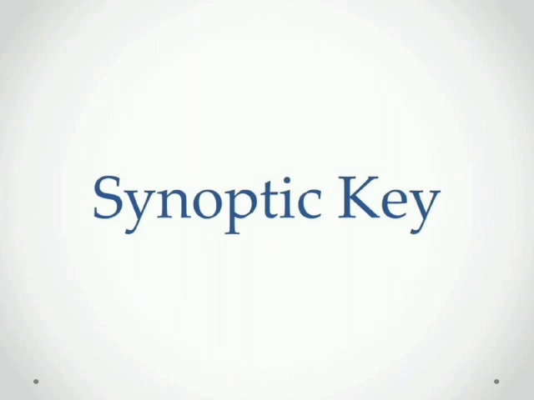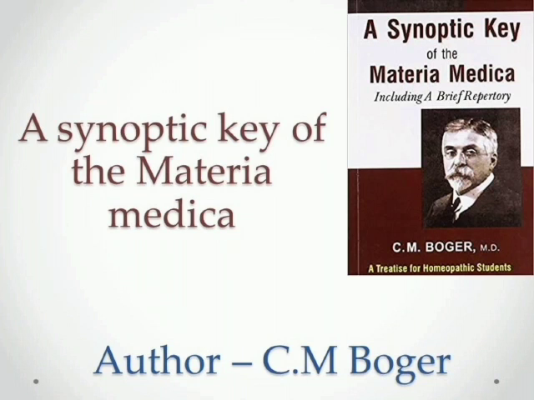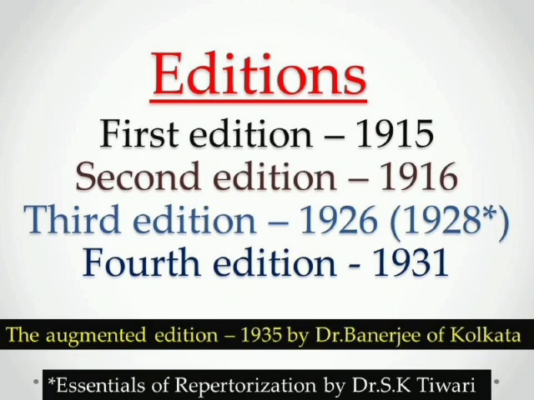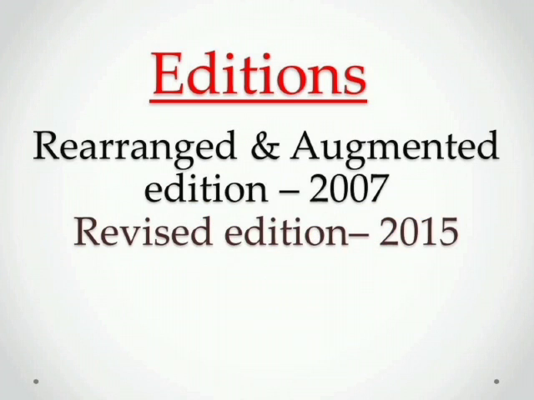Synoptic Key. Full form: A Synoptic Key of the Materia Medica, or the C.M. Boger. There are mainly four editions. First edition in 1915, second edition in 1916, third edition in 1926, and fourth edition in 1931. The augmented edition in 1935 by Dr. Banerjee of Kolkata. The rearranged and augmented edition in 2007 and revised edition in 2015.